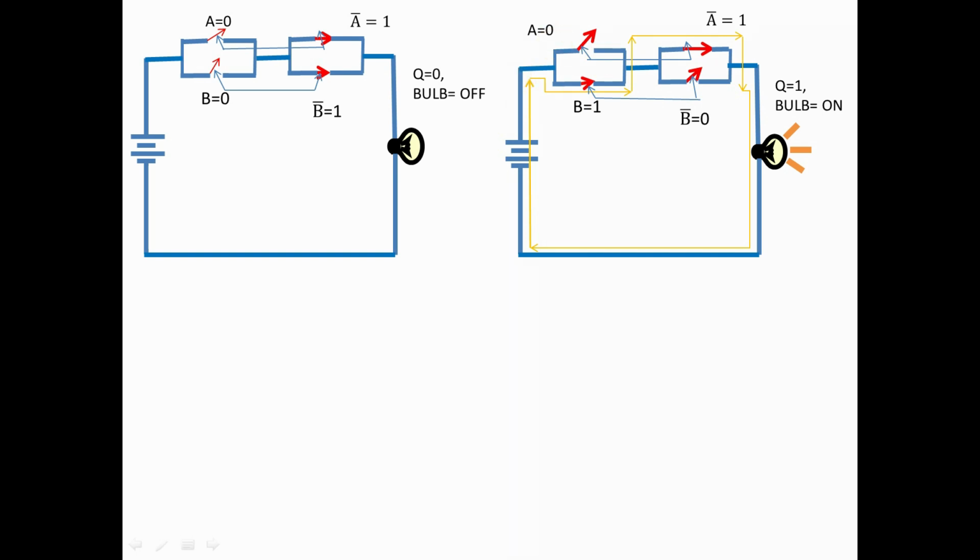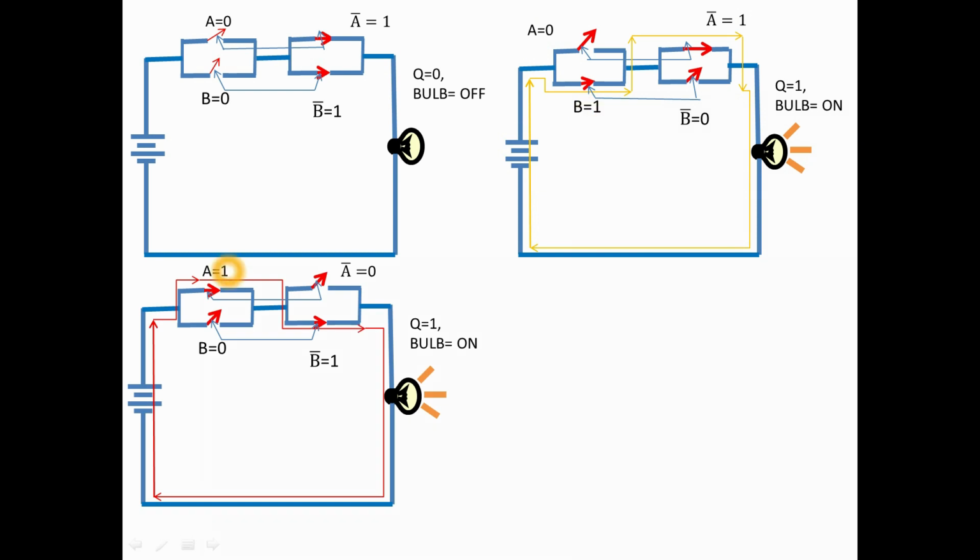When A is equal to 0, B is equal to 1. Then when A is equal to 0, A bar is equal to 1. When this switch is opened, this switch is closed. Similarly, when this switch is closed, this switch is opened. Hence the current flows through this B and this A bar to the bulb. Here it is a closed path. Then current flows through the bulb. That bulb is in the on state for 0 1.